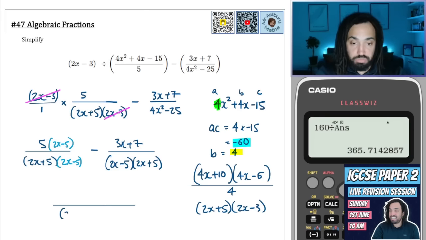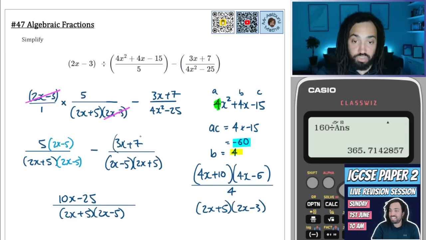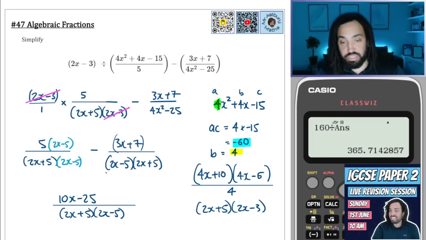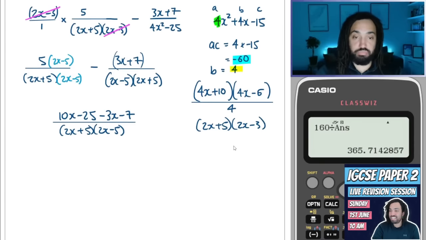So on the bottom, we've got this common denominator of 2x plus 5, 2x minus 5. And if I multiply out this bracket here, I get 10x minus 25. And then I'm taking away this whole thing. And again, this is a big mistake that students make, is they forget. They're all very well and happy to take away the 3x, but they forget to apply the negative to the final term as well. So we should get this.